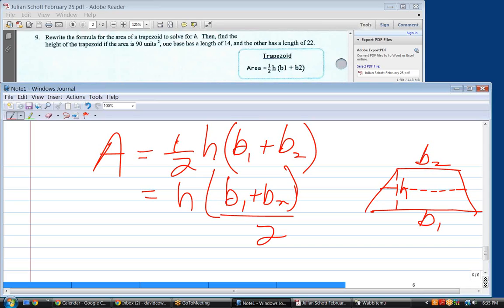Now, it's kind of the opposite of the triangle. I prefer the half out in front with the triangle, but for a trapezoid, I prefer to write it like this, because the way I memorize the trapezoid is it's the average base. And you get the average by adding the 2 and dividing by 2. So I like to memorize it like this better. Okay, and they want to rewrite this and solve for h. First step.